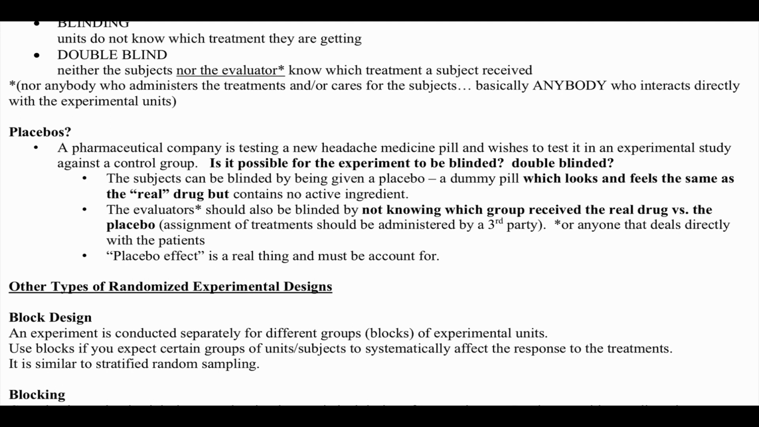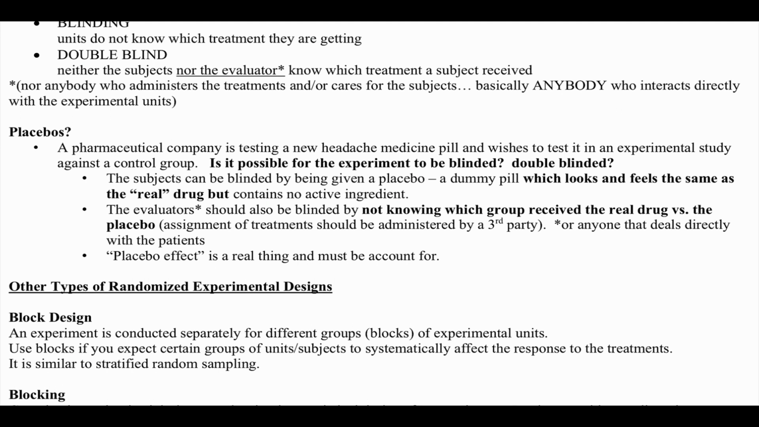Okay. The evaluator should be blinded by not knowing which group received the real drug versus the placebo. Assignment of treatments should be administered by a third party. So if you're actually giving the drug, what happens? You go up and they tell you to come at 1 o'clock. You come at 1 o'clock. They give you a pill. You go on and do whatever you were doing in your normal life. Go back to your normal life.